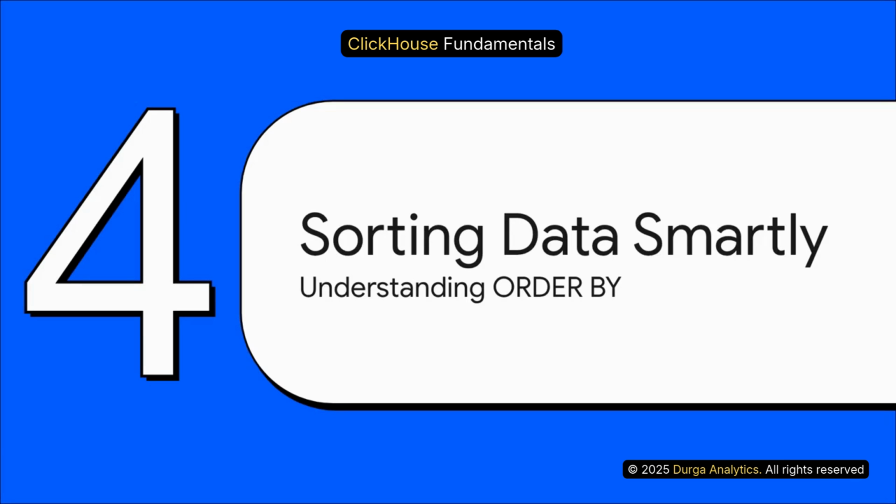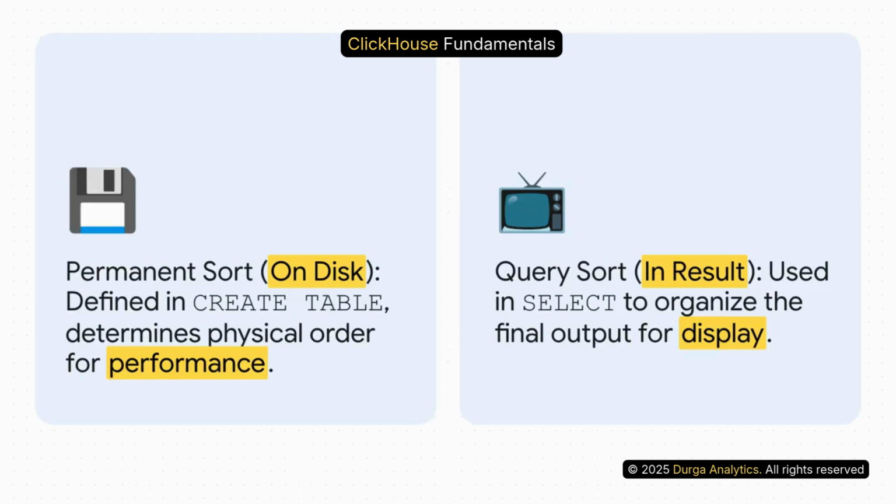Okay, let's switch gears and talk about sorting. In ClickHouse, the order by clause kind of has a dual personality, and it is absolutely critical to understand the difference between sorting for storage versus sorting for your results. So that first type, the one you define when you create the table, that's what dictates your query speed. It's what makes that fast index seek possible. The second type, the one you use in your select query, just arranges the final data you see. So one is all about performance and the other is all about presentation.